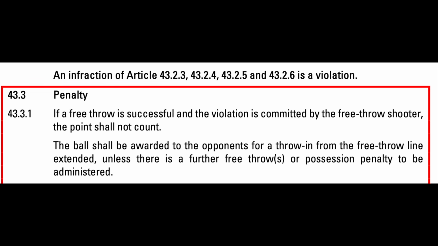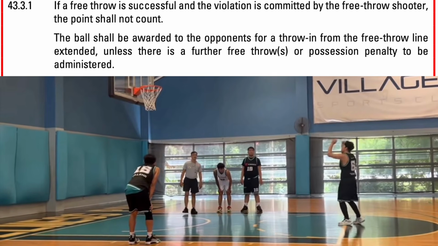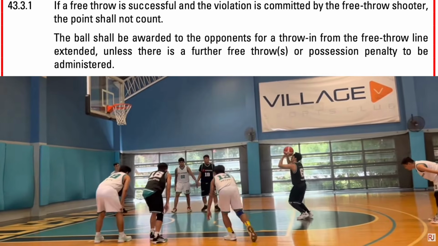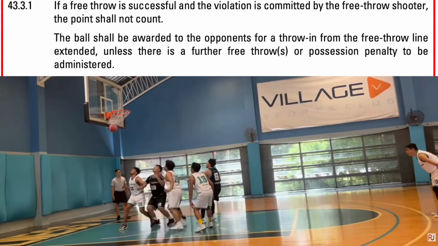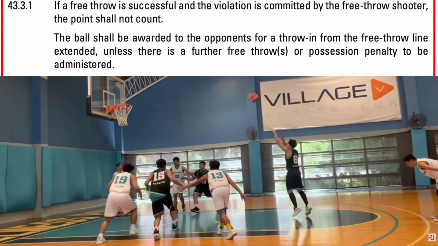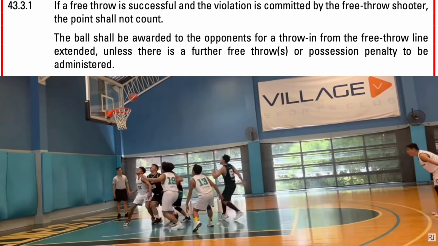If we have an infraction of any of the articles we just went over, then these are the penalty outcomes. If the free throw is successful and the violation is committed by the free throw shooter, the point shall not count. The ball shall be awarded to the opponents for a throw-in from the free throw line extended unless there are further free throws or a possession penalty to be administered.